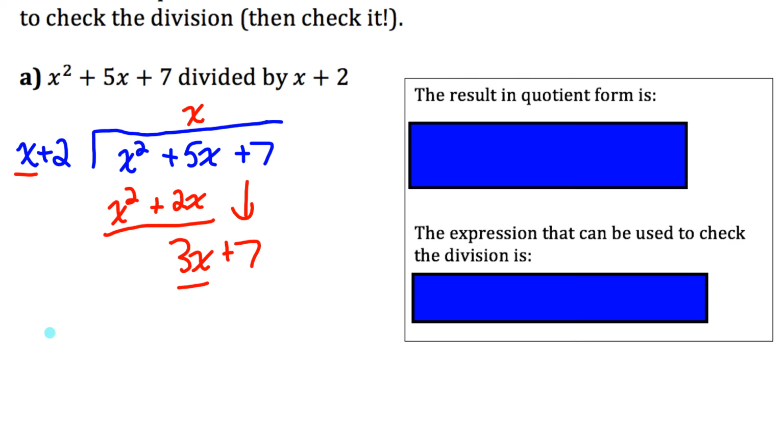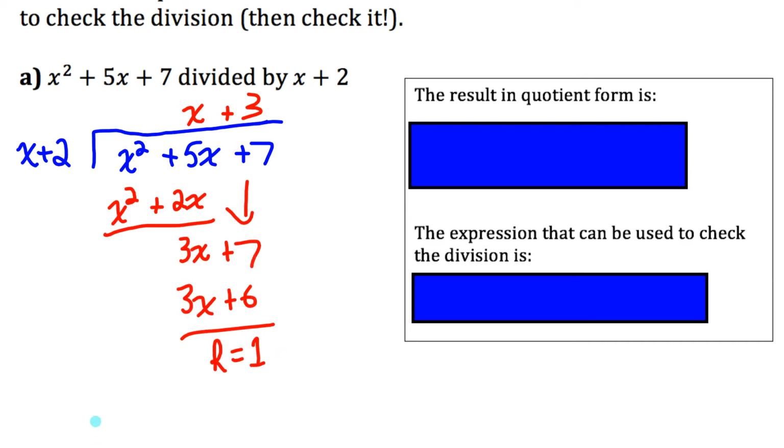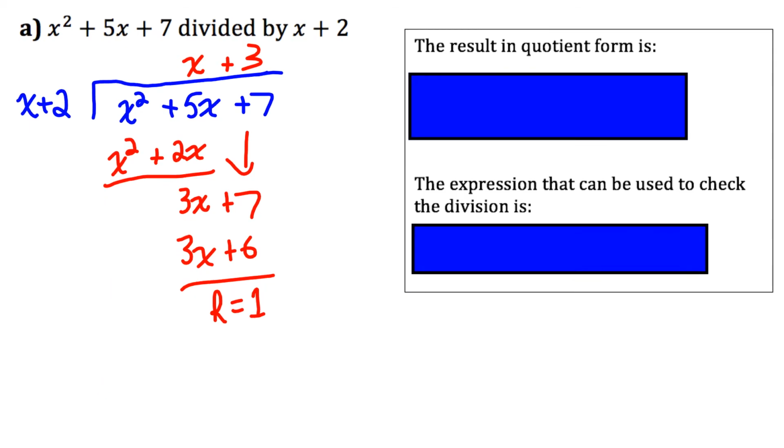First term dividend divided by first term divisor. 3x divided by x is positive 3. Multiply that 3 by the x plus 2, so 3 times x is 3x, and 3 times 2 is 6. Subtract, the 3x's cancel, and 7 minus 6 is 1. That's my remainder. So we can express this answer in 2 ways.